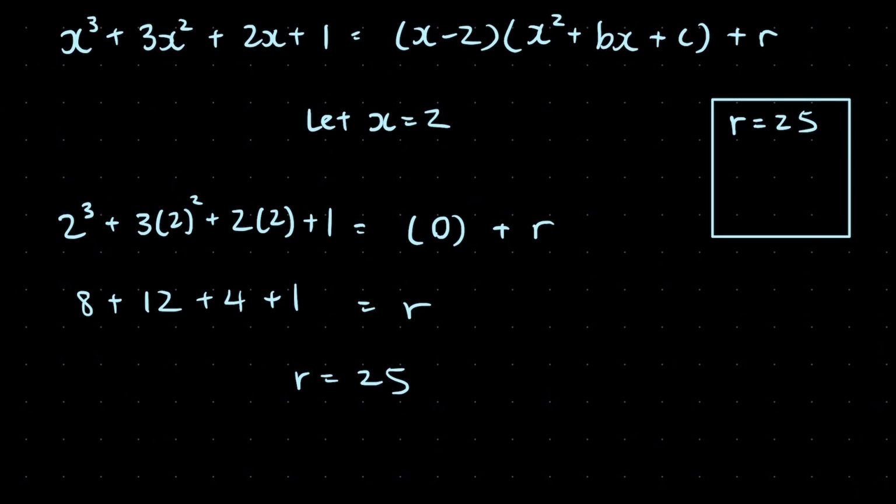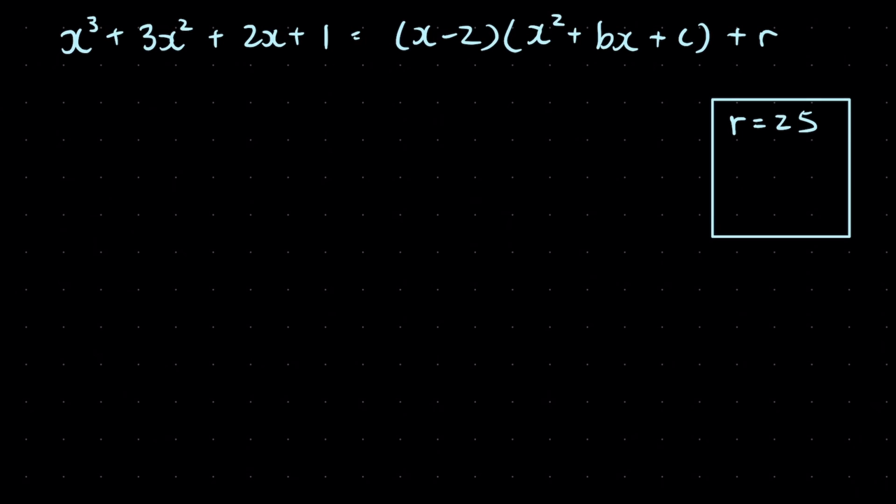So now that we know what r is, what are some other values that we can substitute? As a general rule of thumb, you want to substitute values that are small because this will make doing the question a lot easier. So for example, 0, 1, or -1 are all values you can choose. Now, starting from 0, this is probably your easiest option.